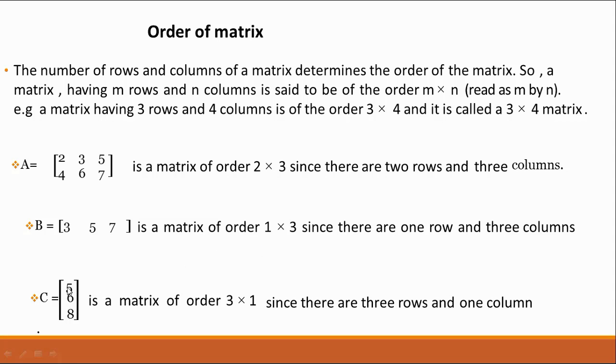Similarly, in this matrix, there is only 1 column and 3 rows: first row, second row, and third row. So the order of this matrix is 3 by 1.